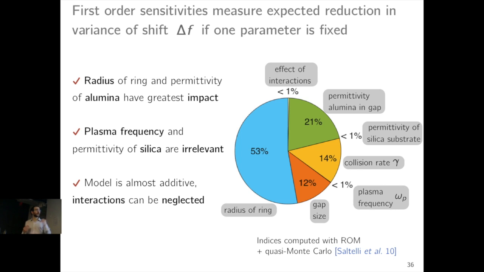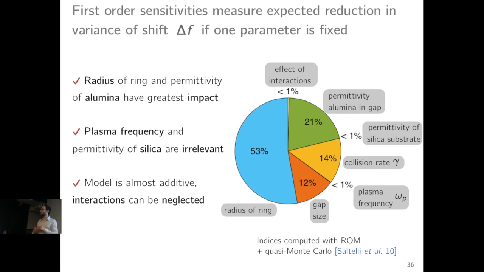So one should really put a lot of resources, both computationally and experimentally, to faithfully describe both the radius and the permittivity. Whereas, for instance, the plasma frequency and the permittivity of the silica substrate are virtually irrelevant to explain the shift. So instead of developing a reduced-order model for these variables as well, one should just go ahead, fix them to a certain value, and disregard them altogether.